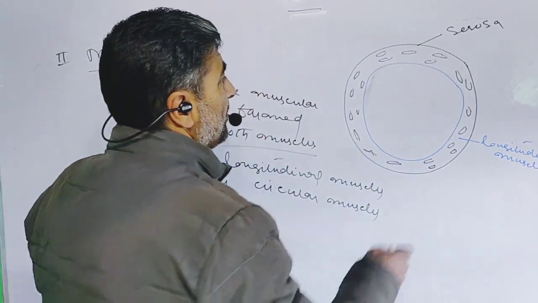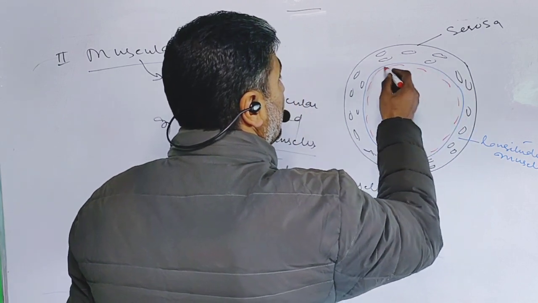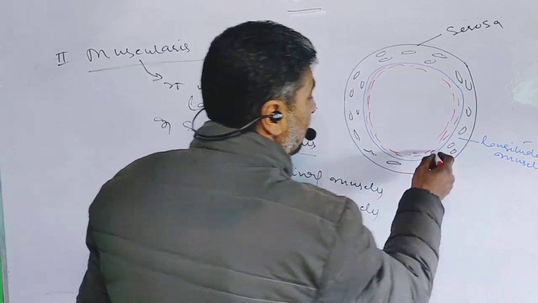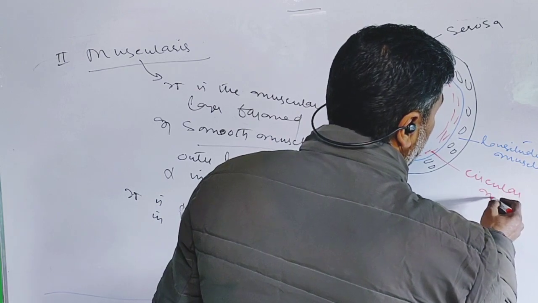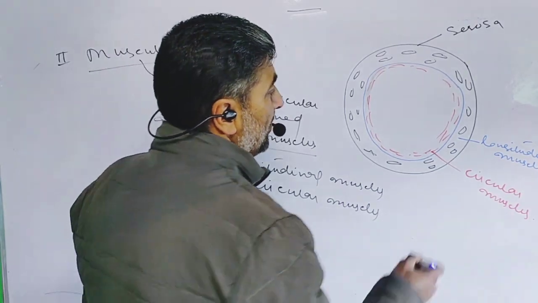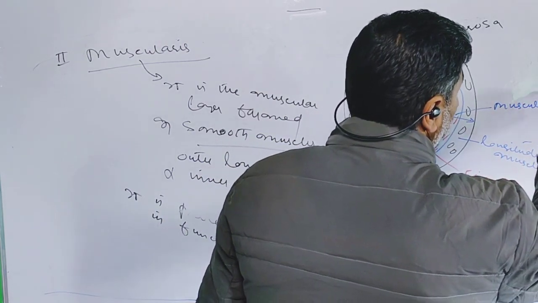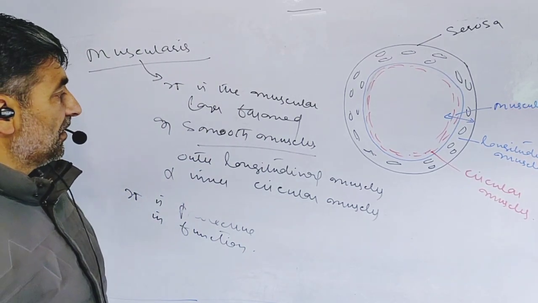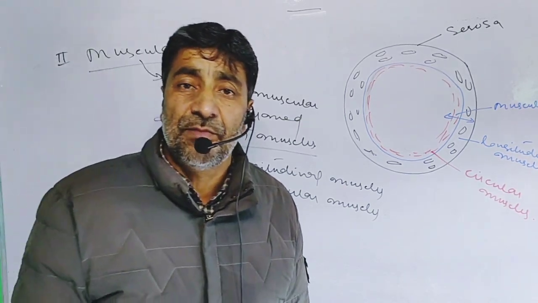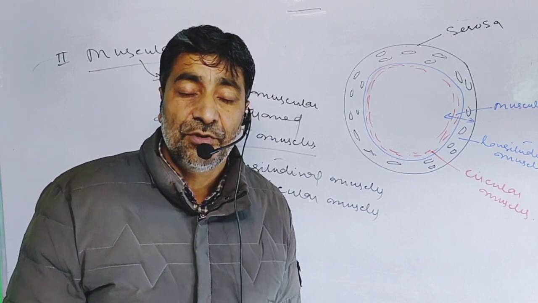Now another layer is circular muscles. Inner layer is circular. Suppose these are circular muscles. Circular muscle layer. Okay. Both longitudinal muscle layer and circular muscle layer are collectively called as muscularis. So as I told you, this muscularis is formed of two types of smooth muscles. Outer longitudinal layer of smooth muscles, inner circular layer of smooth muscles.